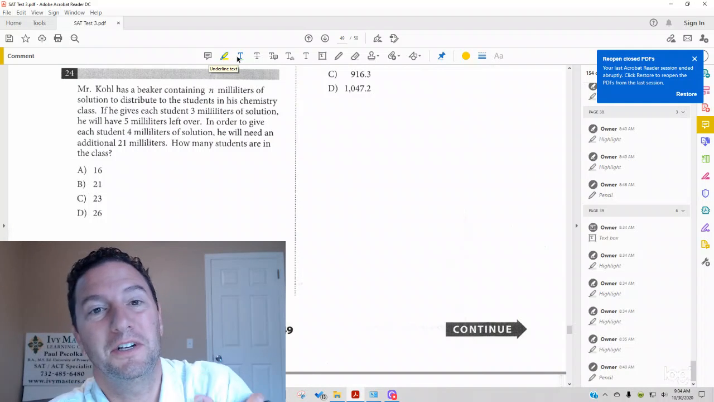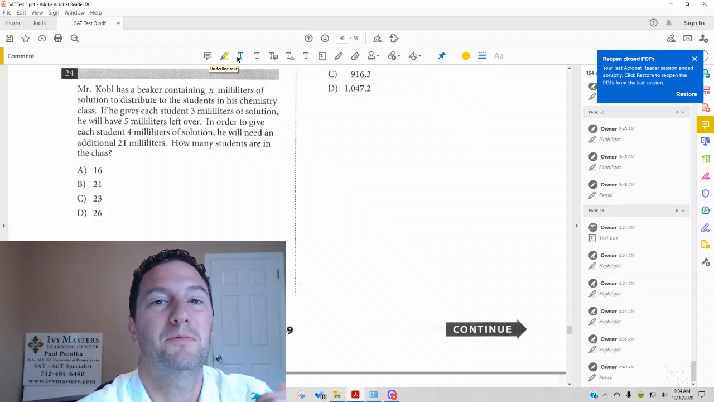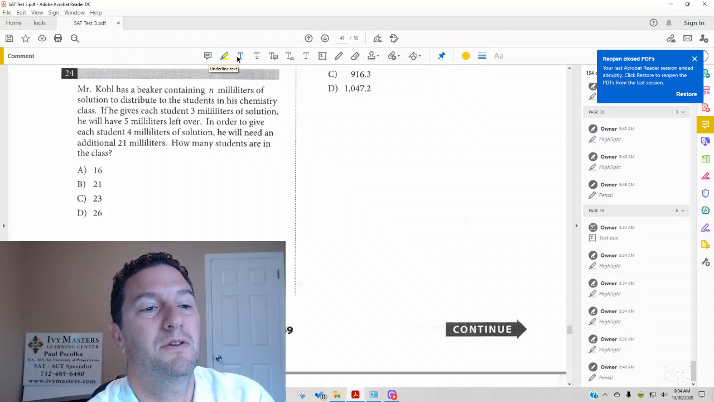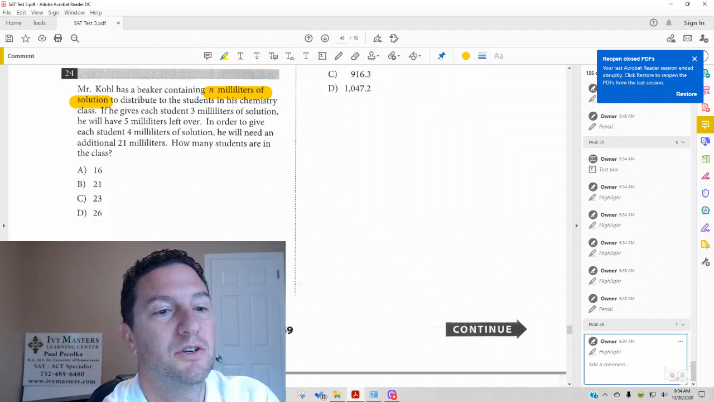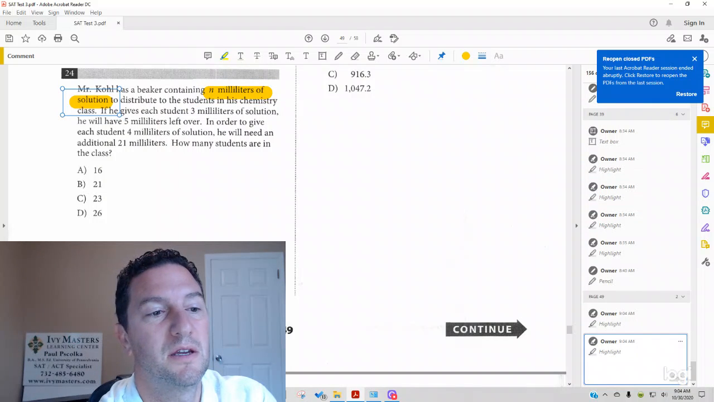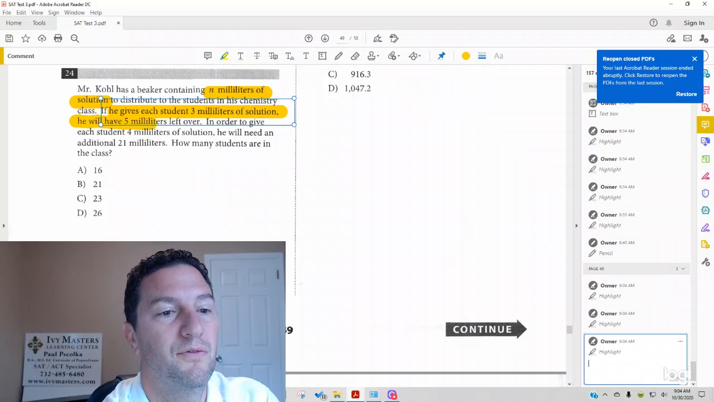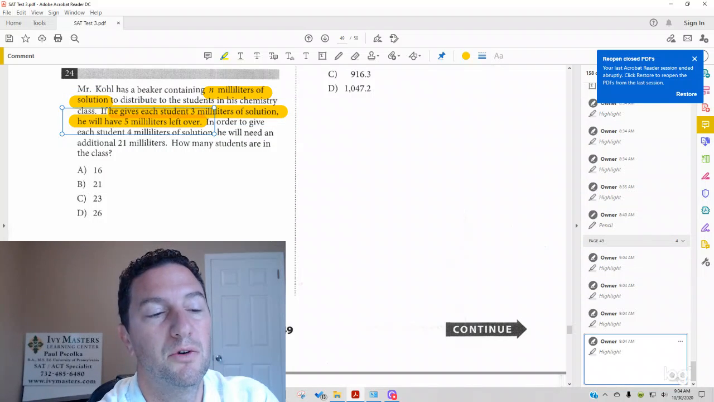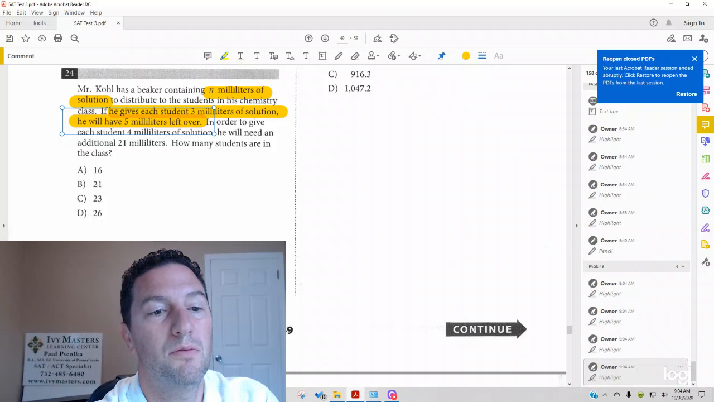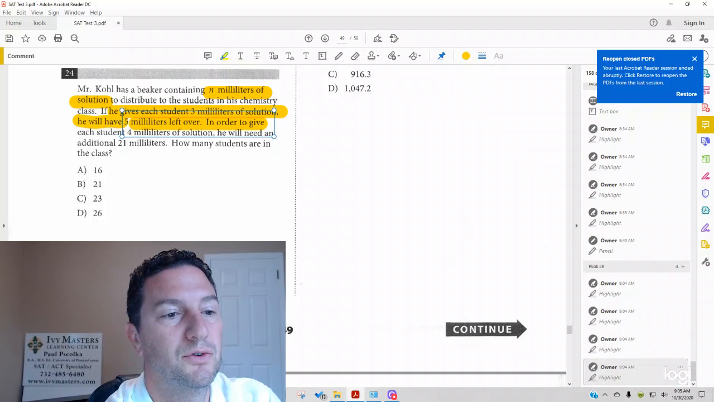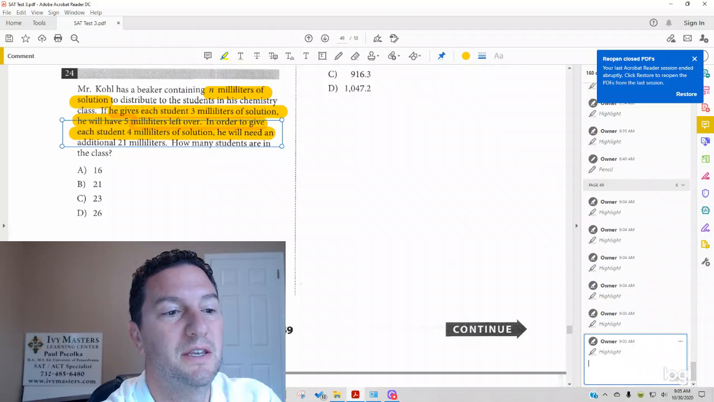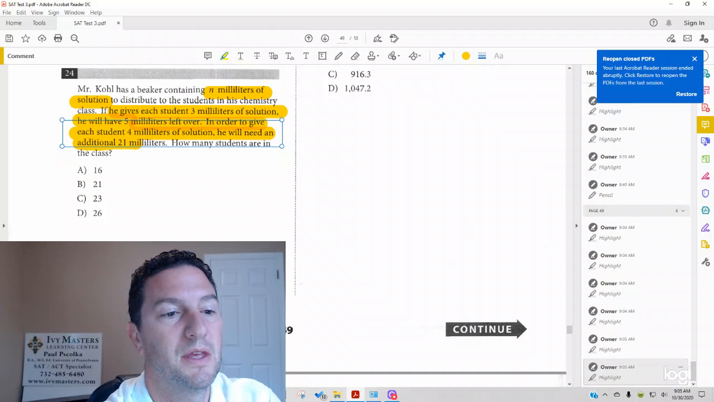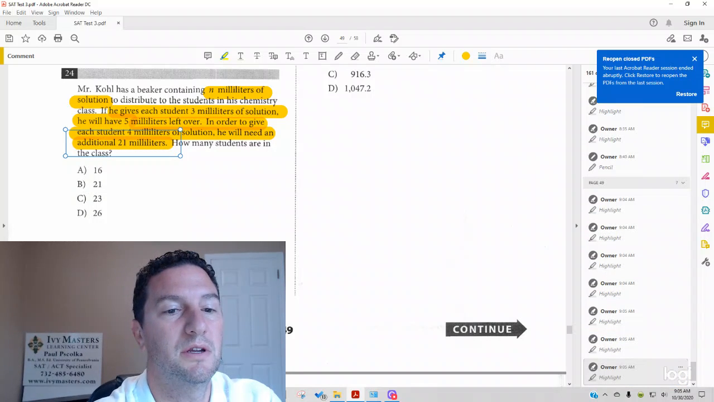Today we're going to look at Test 3, Section 4, number 24, which reads: Mr. Cole has a beaker containing n milliliters of solution to distribute to the students in his chemistry class. If he gives each student 3 milliliters of solution, he'll have 5 milliliters left over. In order to give each student 4 milliliters of solution, he will need an additional 21 milliliters. How many students are in the class?